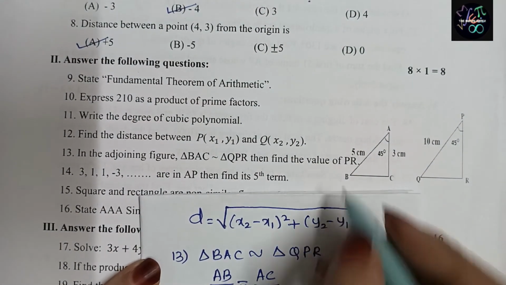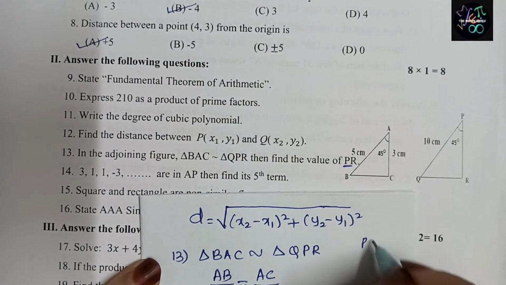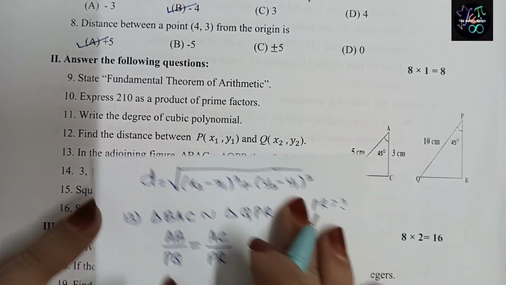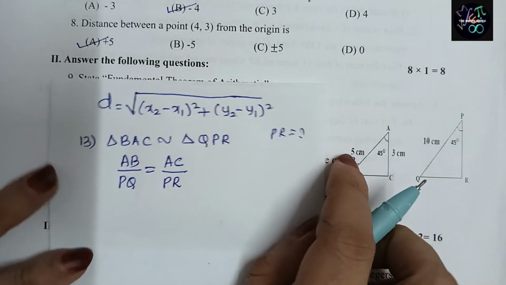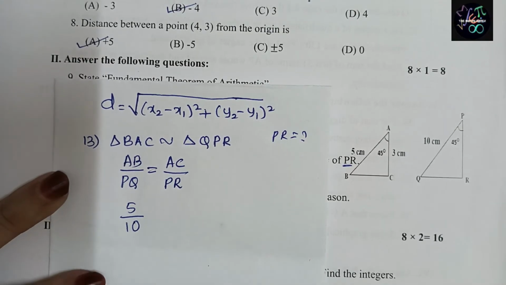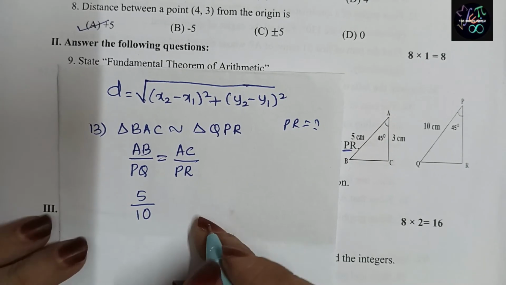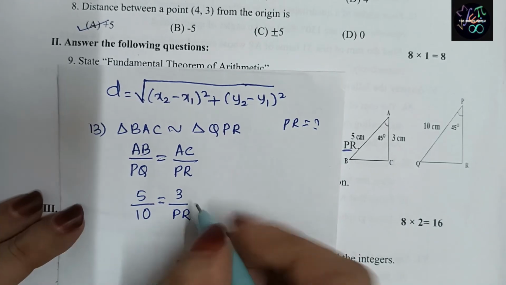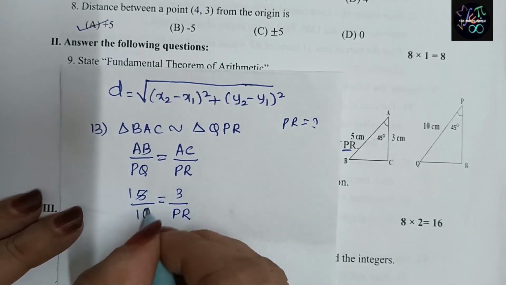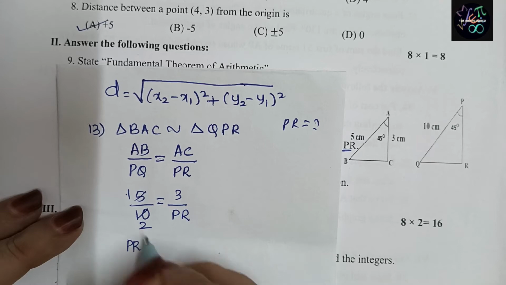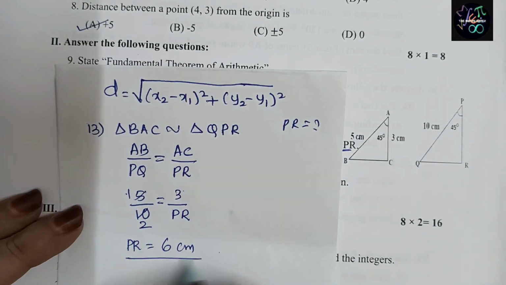Now what they have told us is to find PR. We don't know the PR value. AB value we can see they have given is 5. So I'll write AB value 5, then the PQ value, and here the AC value is 3, and we have to find PR. So we can cancel here: 5 ones are 5, 5 twos are 10. So PR into 1 is nothing but PR. 2 threes are 6. So we got the value of PR as 6 centimeter.